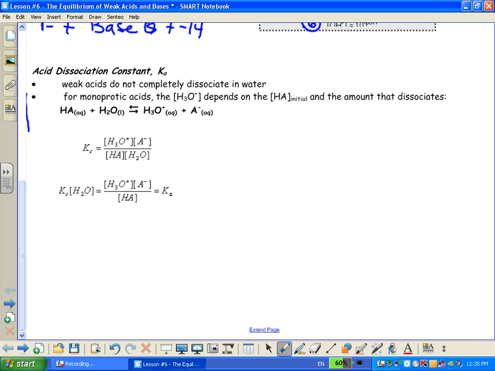So the difference between monoprotic and something else depends on how many protons it can actually donate. So for example, if we have hydrochloric acid versus hydrosulfuric acid, because chlorine can only give away one hydrogen, we call that monoprotic acids. And when you look at tomorrow's lessons, we're actually going to learn about something called polyprotic acids.